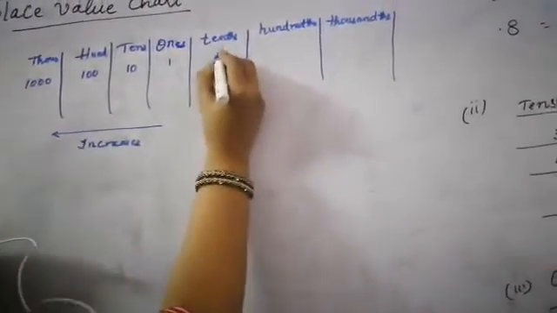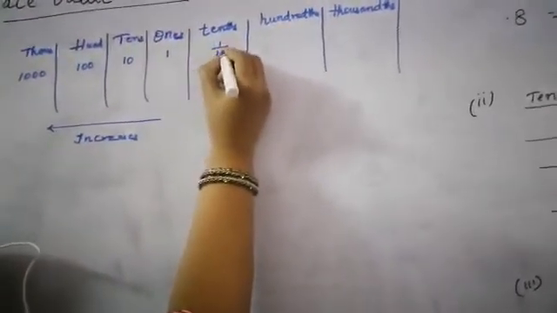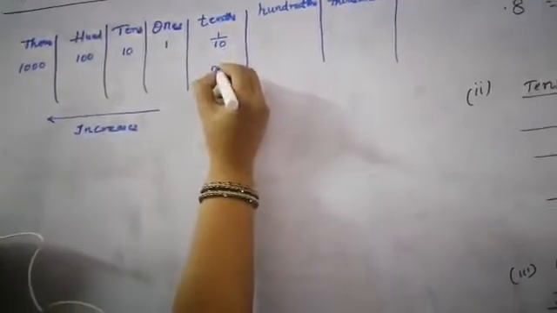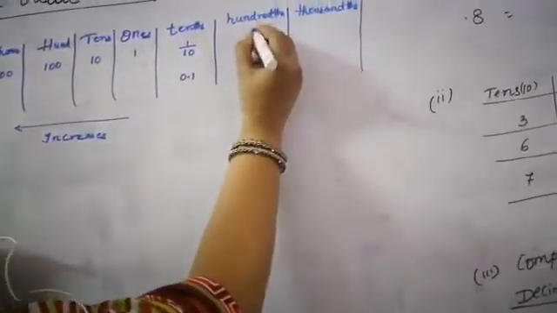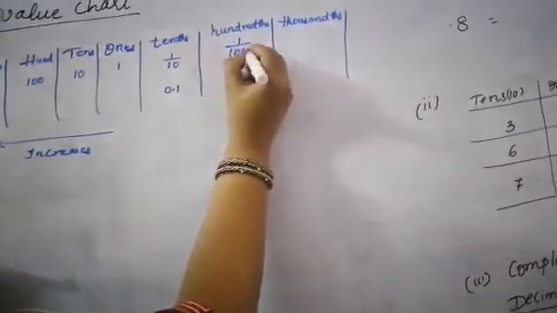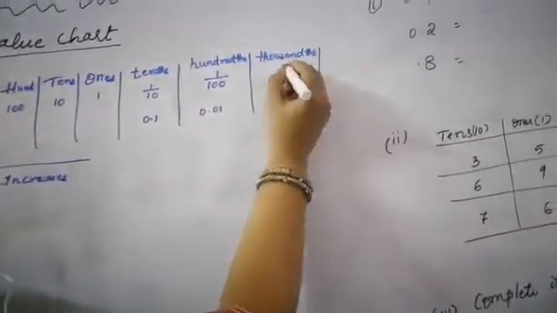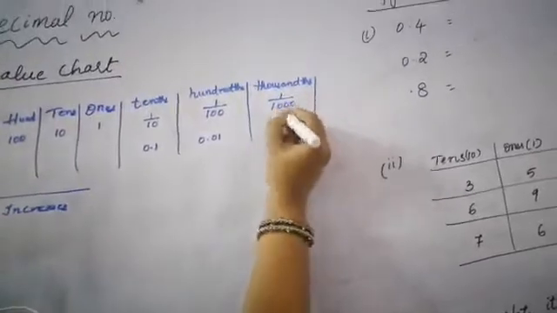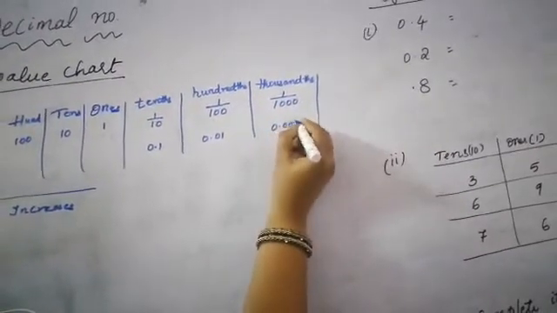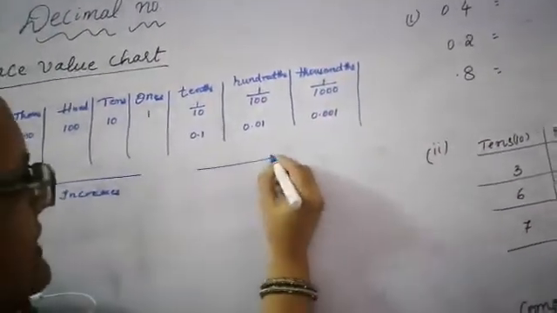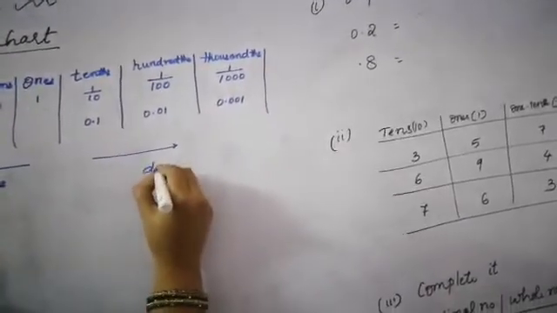Here, the tenths place means dividing 1 by 10. That gives the value 0.1. Hundredths, 1 by 100, that is 0.01. Thousandths place, 1 by 1000, that is 0.001. So when you're moving to the right side, the value decreases.